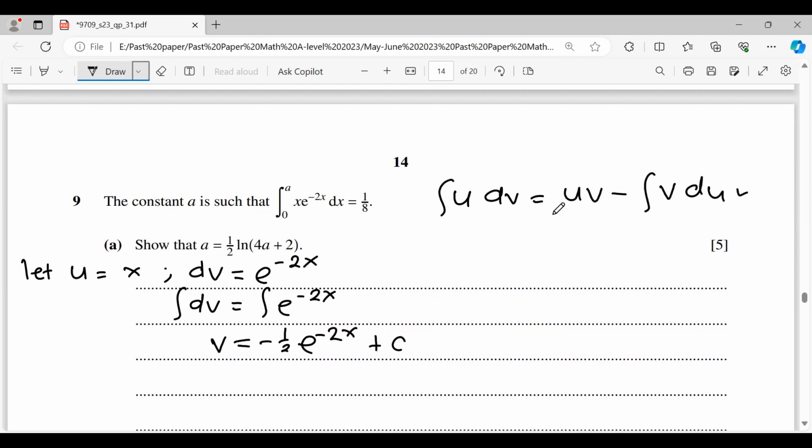It's based on this form, okay. Integral u dv means the integral of x e power negative 2x dx equals this expression. u is x, and so it becomes a times negative half e power negative 2x, because this is a and zero. Minus the integral, which becomes plus here.